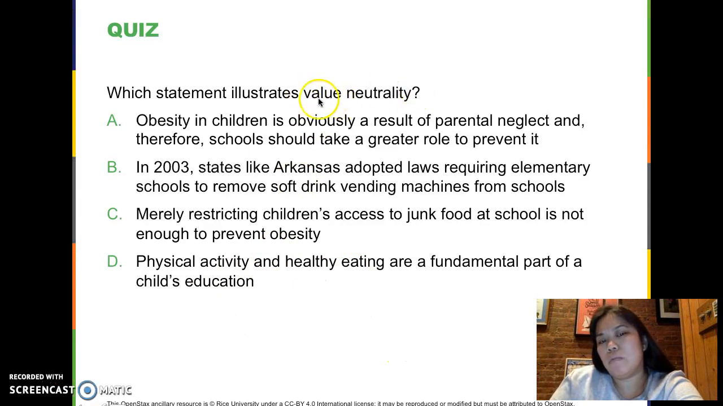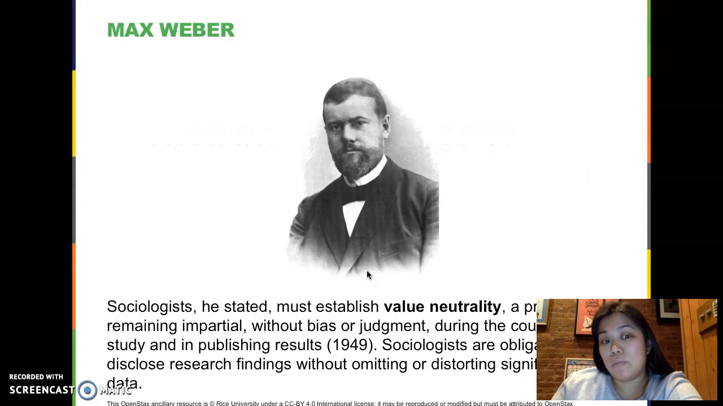As you remember, this means staying free of opinion. So if you're looking at all these different statements, let's see which one we think would really explain something that's value-free. Sociologist Max Weber, remember, said that we must establish value neutrality, a practice of remaining impartial, without bias or judgment during the course of a study and in publishing results. Sociologists are obligated to disclose findings without omitting or distorting significant data.